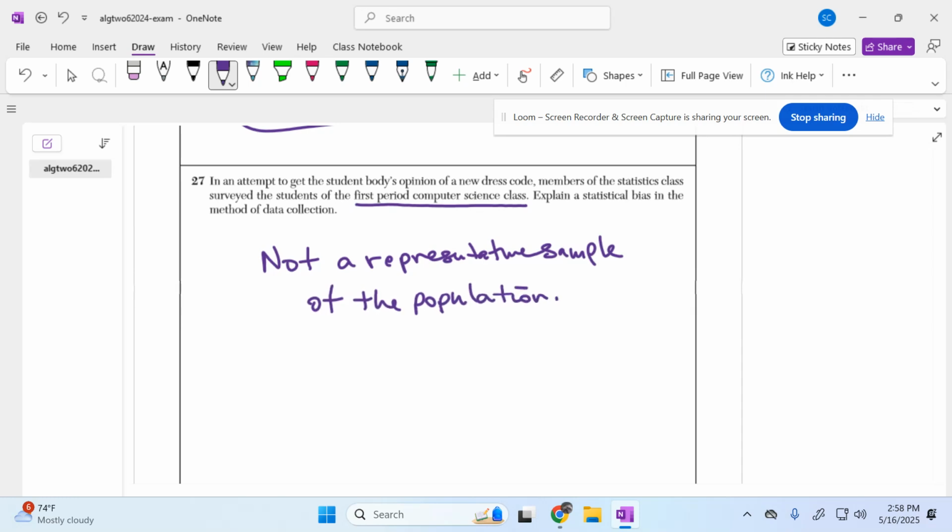Are samples not really being taken randomly? Could also be an answer there, right? They just went up to a period class and asked everybody. They didn't randomly select what class to take. But the fact that it's not representative of the population is the bigger issue here.